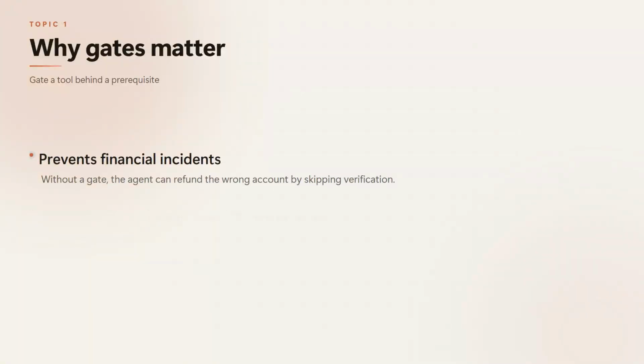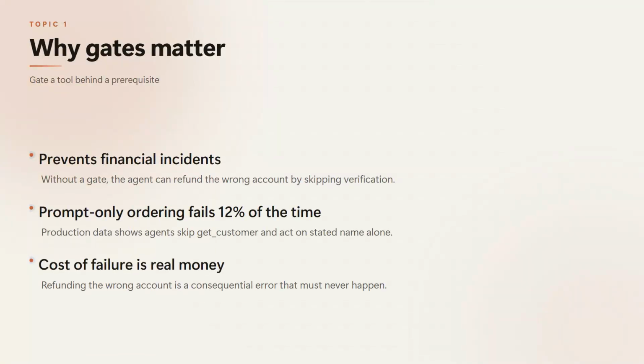Without a programmatic gate, an agent can skip customer verification and refund the wrong account. Production data shows this happens in 12% of cases. The agent calls lookup order on a stated name alone, occasionally sending money to the wrong person. That's a financial incident, and it's exactly the kind of consequential failure that must never happen. Prompt instructions can't prevent it because they're probabilistic, they have a non-zero failure rate. A gate makes the ordering deterministic, so the refund tool simply cannot run until a verified customer ID exists. The cost of not using a gate here is real money and broken trust.